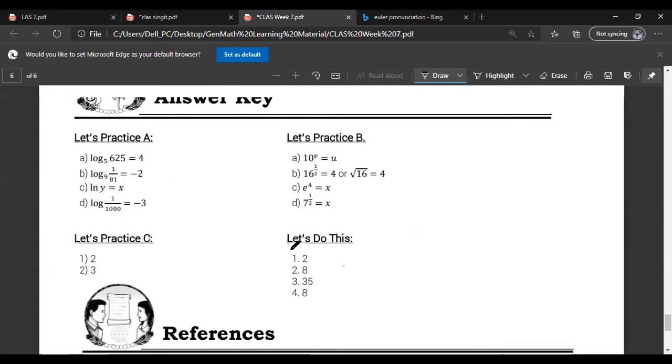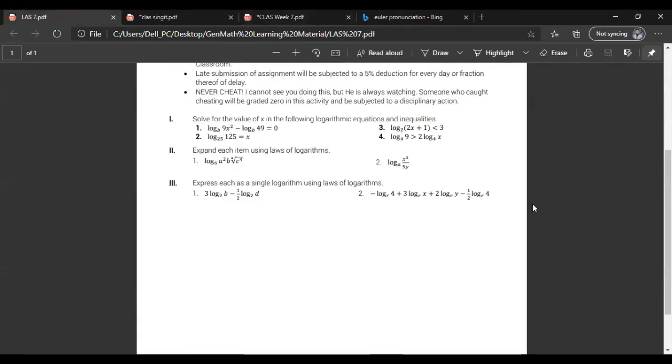Tapos ito for our learning activity number 7. Ito lang yung gagawin ninyo. So, first part, solve the value of x. Number 2, expand each item using laws of logarithm. Tapos number 3, express each as a single logarithm. So, ibig sabihin, i-condense nyo siya.